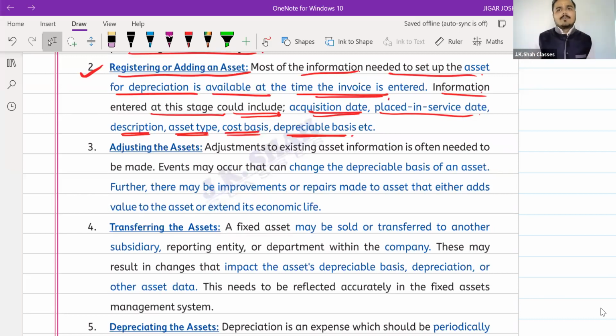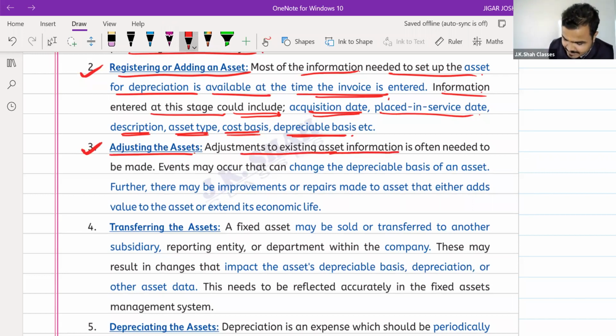It may also happen that your technology becomes outdated, so a software upgradation or something has to be done. Again, you are doing something to increase the value of that asset. All these things come under a very important term called adjusting the assets. Understood? Any doubt?